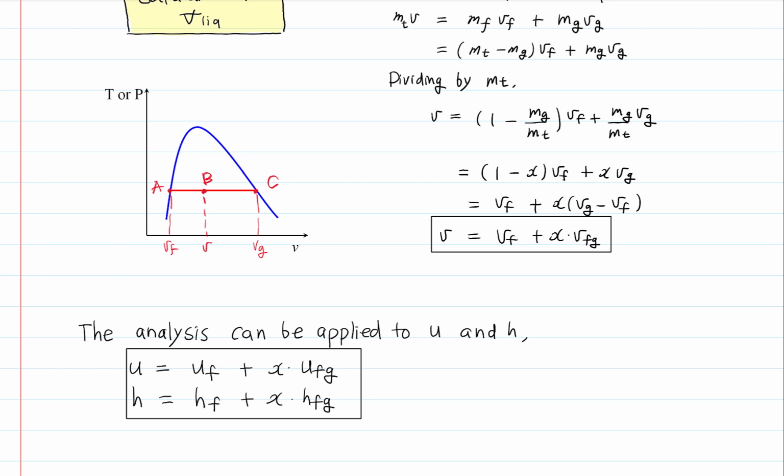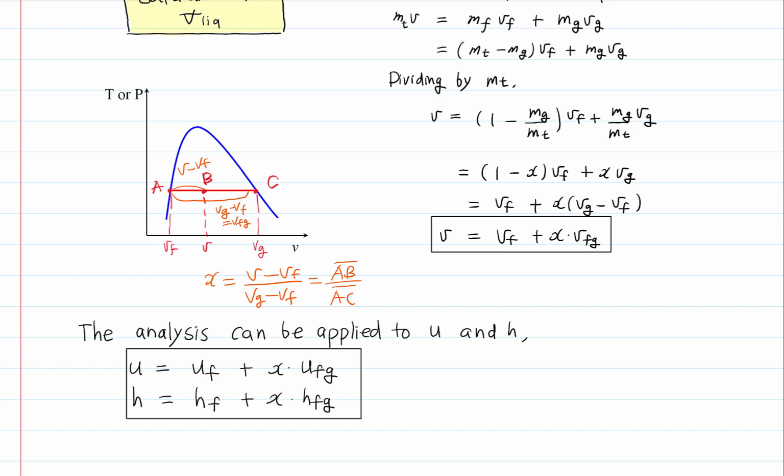And the specific volume is V. The length between A and B is V minus Vf. The length between A and C is Vg minus Vf, or Vfg. So quality X is defined V minus Vf over Vg minus Vf. So the quality X is the length between A, B over the length between A and C.